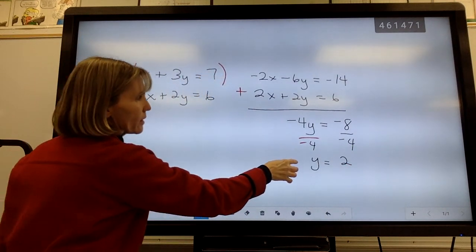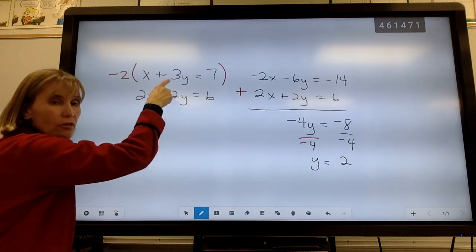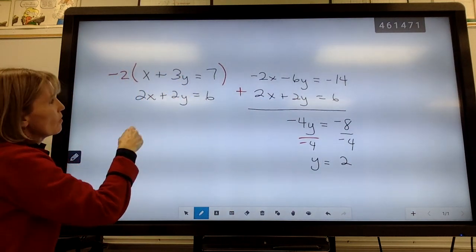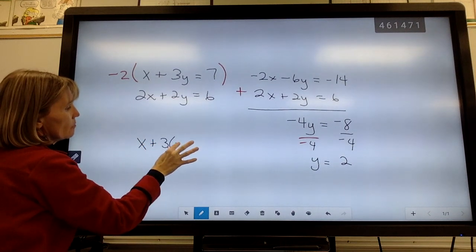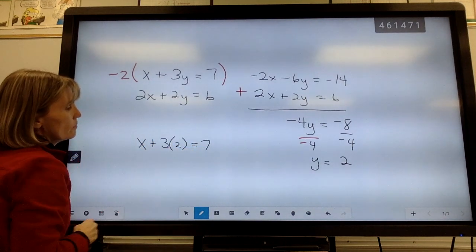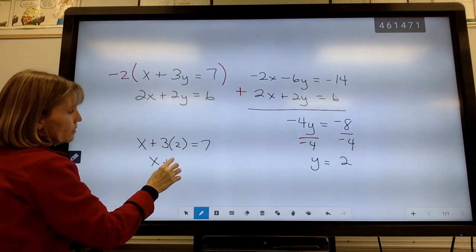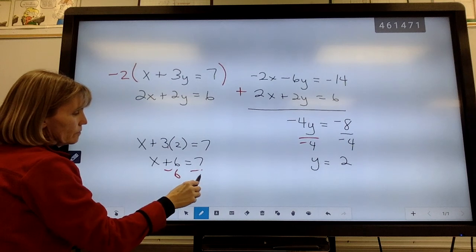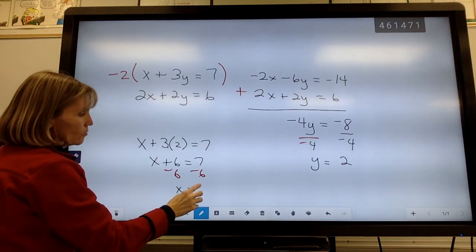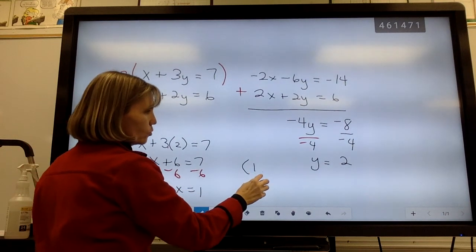When I plug this back in, I can plug it in up here, or I can go back to the original equation. I'm going to plug that into the top equation and say x plus 3 times 2 equals 7. x plus 6 equals 7. If I subtract 6 from both sides, I get x is equal to 1. So my solution is (1, 2).